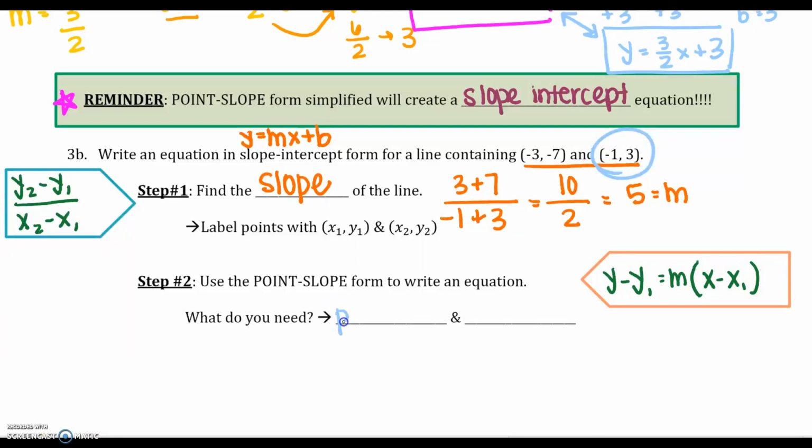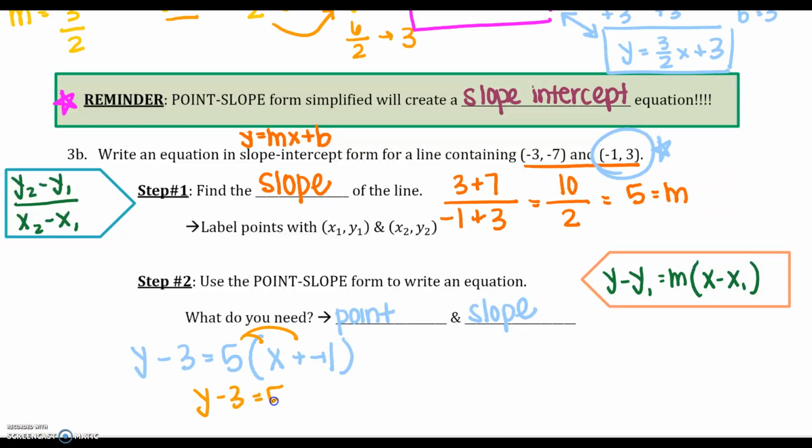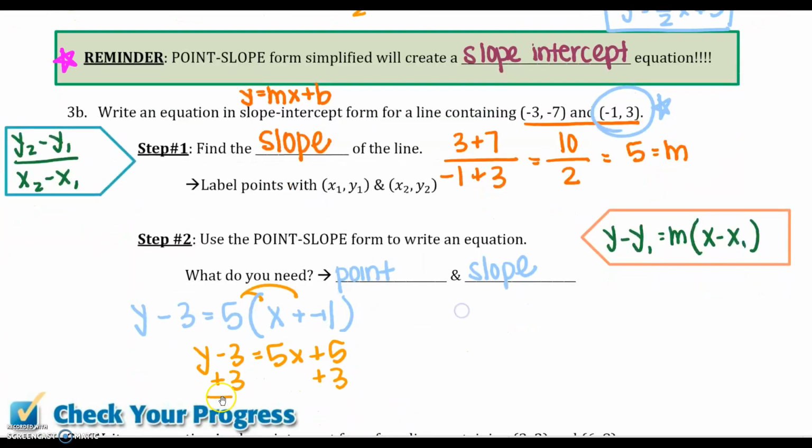I'm going to use my point and my slope. So I'm going to use this point right here. So I'm going to say y minus y1 equals m times x minus x1. All right, I'm going to distribute. So y minus 3 equals 5x plus 5. Add 3 to both sides. So then I would get y equals 5x plus 8.